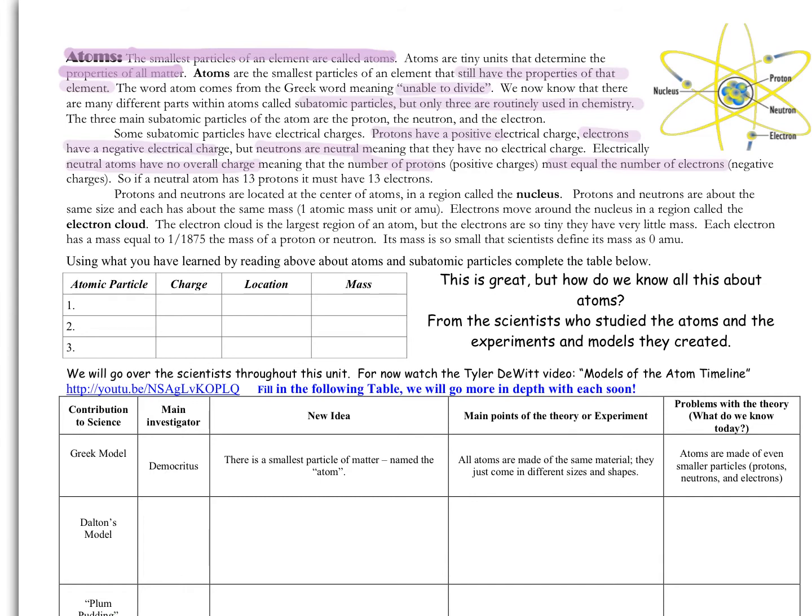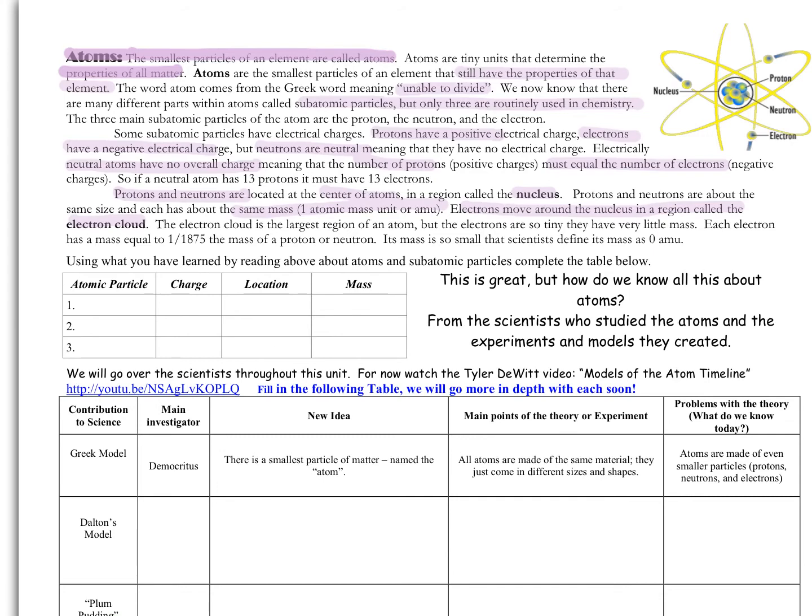Now as far as their mass goes, our protons and neutrons are in the center of the atom in the nucleus, and each of them has a mass of about 1 AMU, an atomic mass unit. Electrons are not in the nucleus. Electrons move around the nucleus in a region called the electron cloud, which makes up the majority of the atom and is mostly empty space.